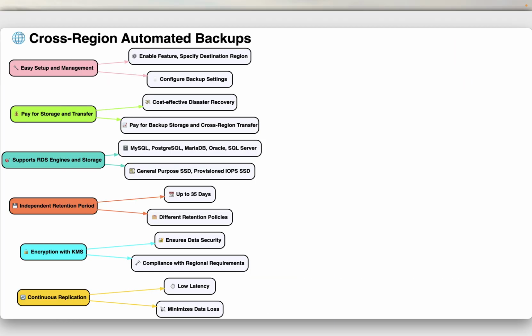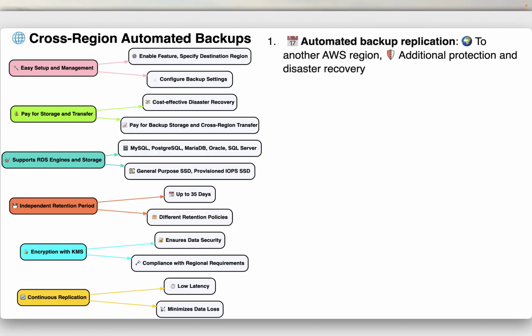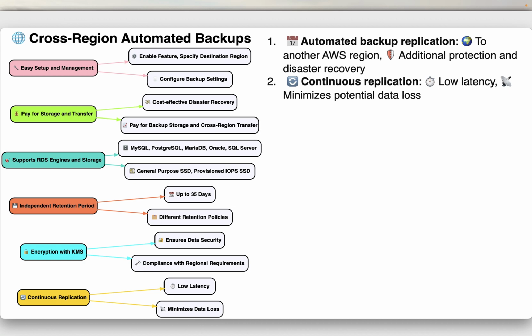Okay, next feature is cross-region automated backups. So automated backup replication to another region. So cross-region automated backups automatically replicate database backups to another AWS region, which provides a layer of protection and disaster recovery. Continuous replication with low latency. The replication process is continuous and operates with low latency, ensuring that the backups in the destination region are up to date and minimize potential data loss.